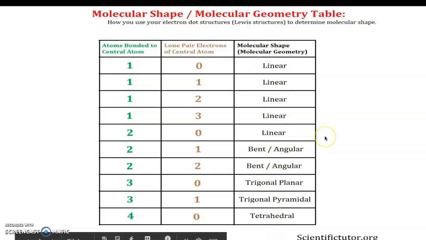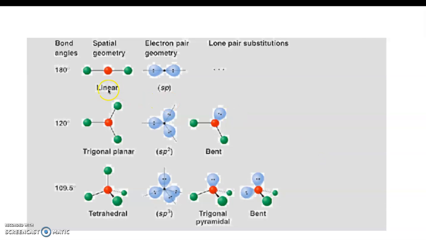All right. So we draw the Lewis structure. We look at how many atoms are bonded to the central atom, and then how many lone electron pairs there are, and then we use that information to find the shape. Now, when we look at the shape, a linear shape looks like this. So it's a straight line. The bond angle's 180 degrees.